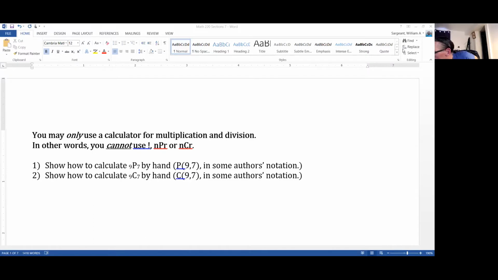Here's what we need to calculate. I'm going to calculate how many permutations there are when you have 9 things available and you want to arrange 7 of them. Followed by having 9 things available, you just want to choose 7 of them without arrangement.